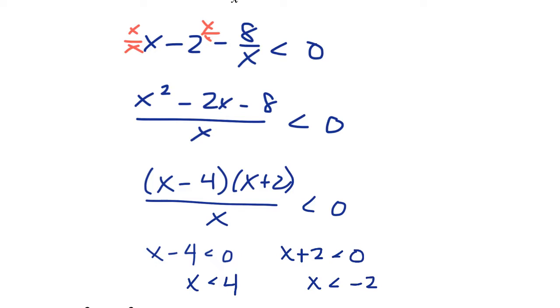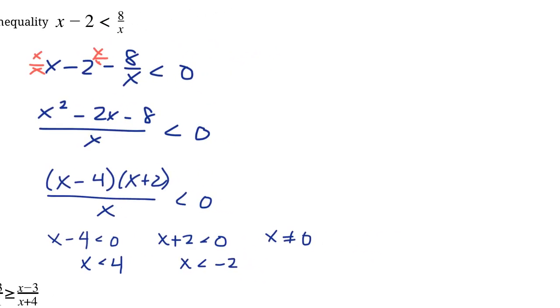The other thing, what else do we need to consider though? Where else does something weird happen in this function? And the answer is in the denominator, because the denominator tells us that x cannot equal 0. So we actually have 3 critical points for this function. So in order to find out where this thing is less than 0, we can set up our table.